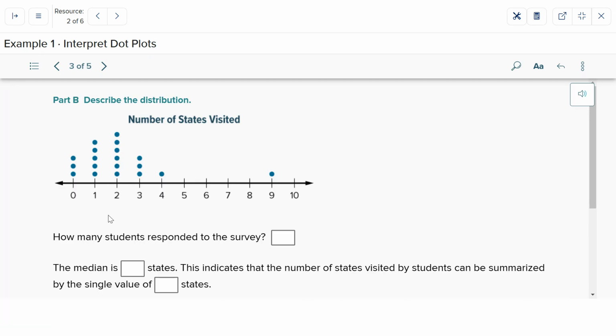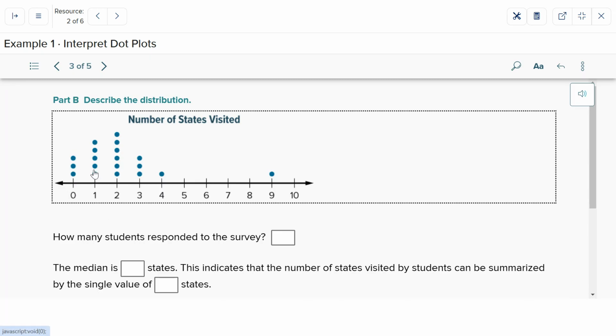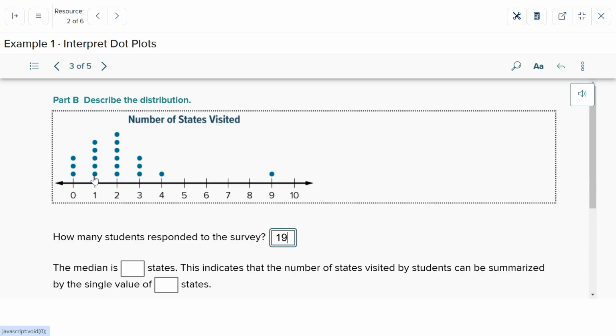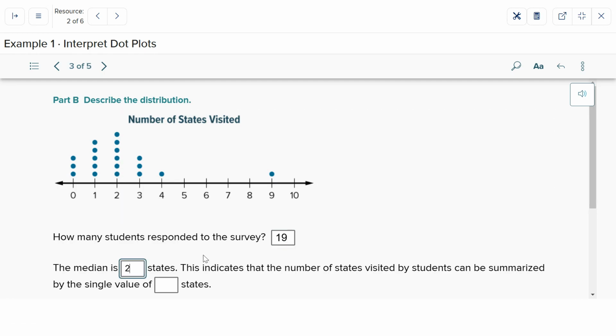How many students responded to the survey? So we've got 1, 2, 3, 4, 5, 6, 7, 8, 9, 10, 11, 12, 13, 14, 15, 16, 17, 18, 19. The median is, well, where is the median here? We can find the median by doing that thing where we count. You have to include the outlier. So 1, 2, 3, 4, 5, 6, 7, 8, 9. The median is going to be 2 states.